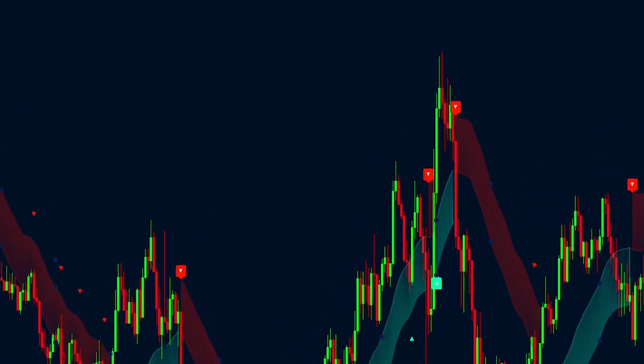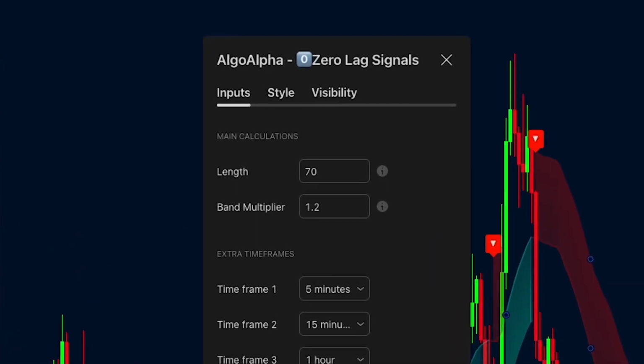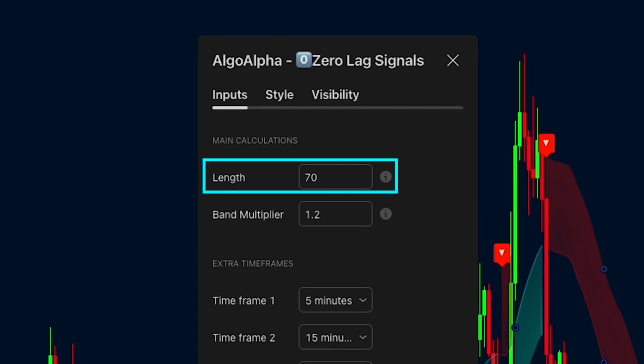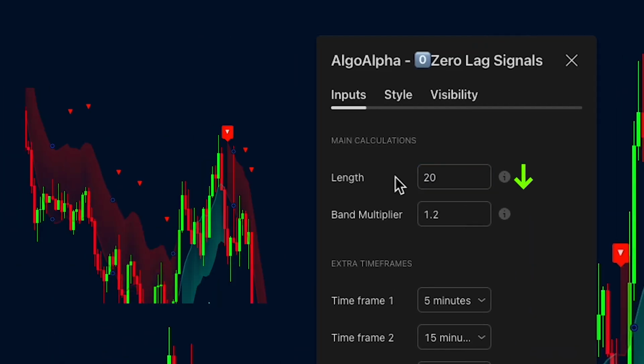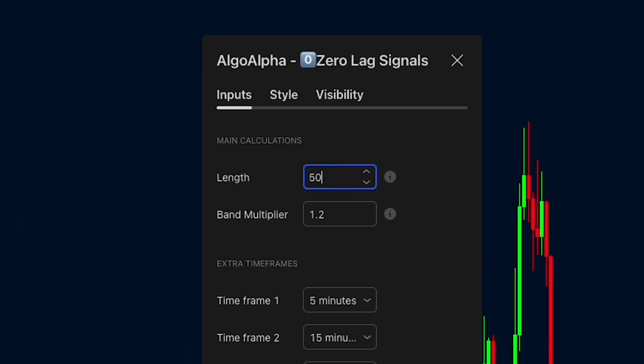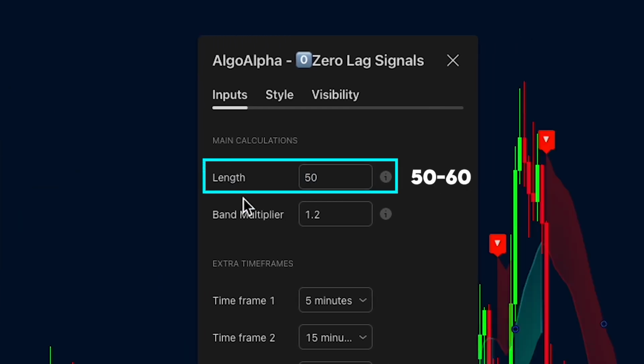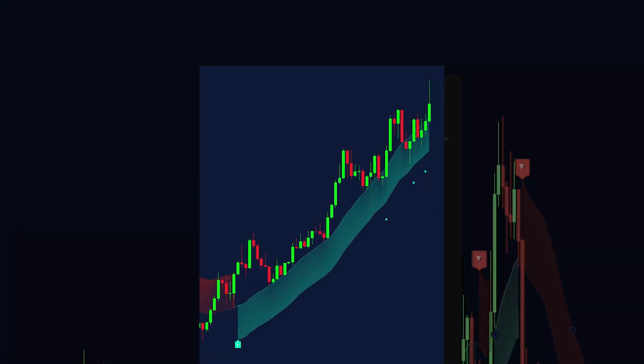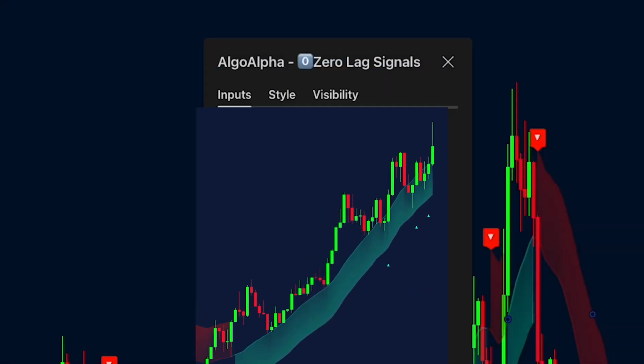Now let's get your settings right for the best performance. Once you open the settings, you'll see the length, which controls how sensitive it is. Lower means more signals, but more noise. Higher means cleaner signals, but slower. For most markets, I've found that a length between 50 to 60 provides the ideal balance between responsiveness and signal quality.